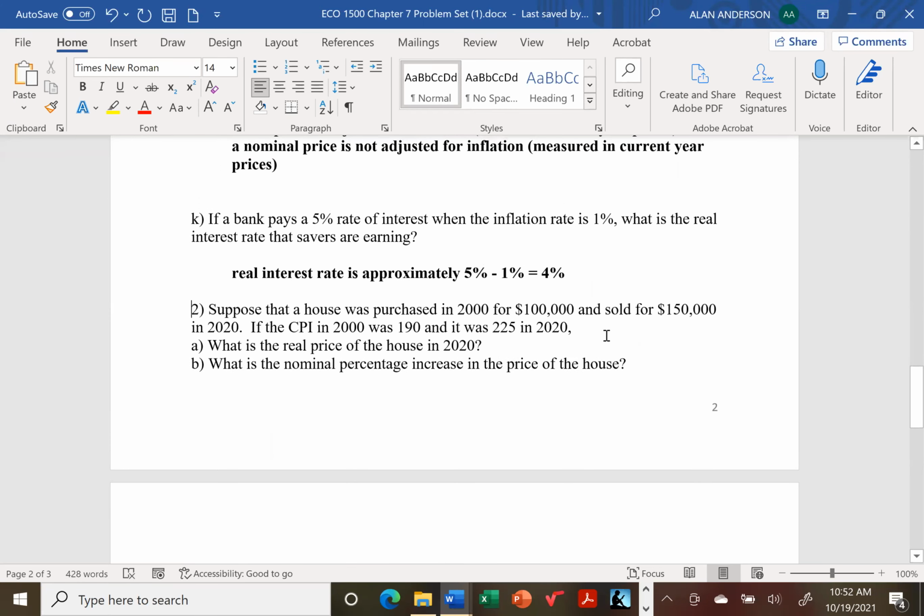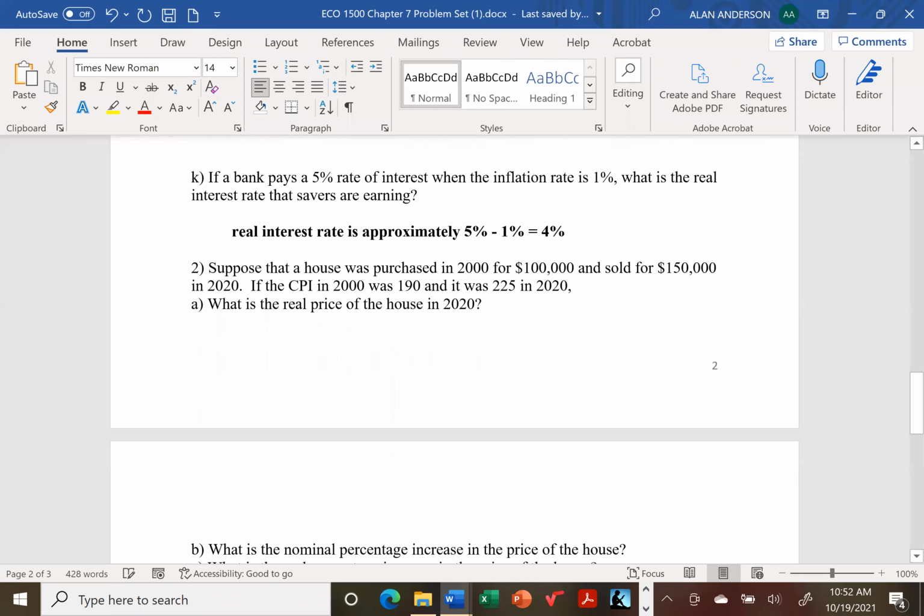All right, now as far as these are concerned, we have real and nominal prices. So the real price of the house: in this case, the price of the house was 100 grand in 2000, and it's now 150. Let's say it's 2020. If the CPI in 2000 was 190, and it's 225 now, what is the real price of the house in 2020? There's a couple of ways we could go about this.